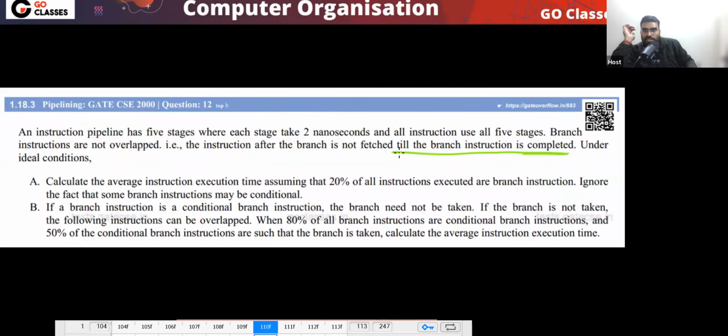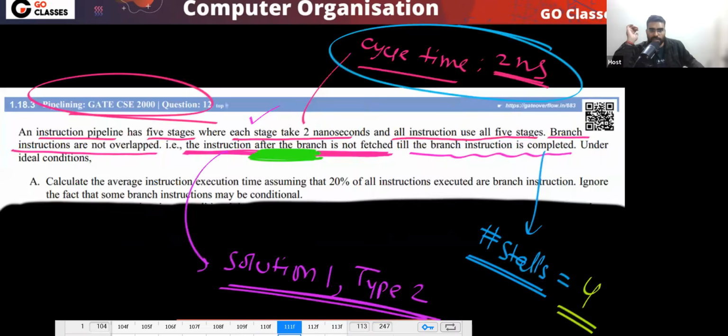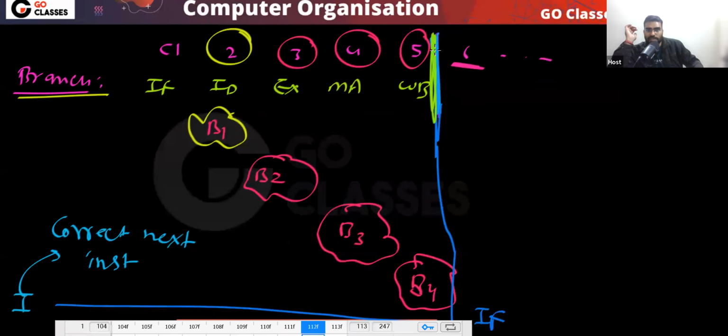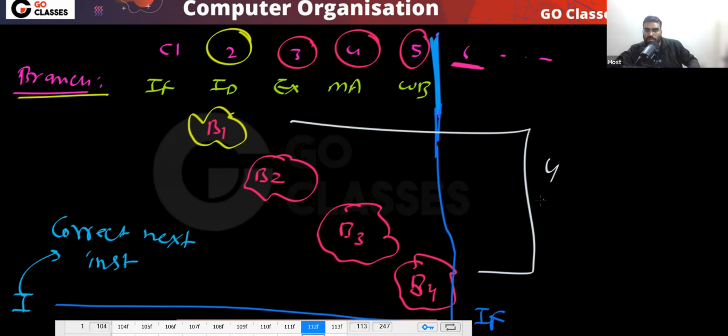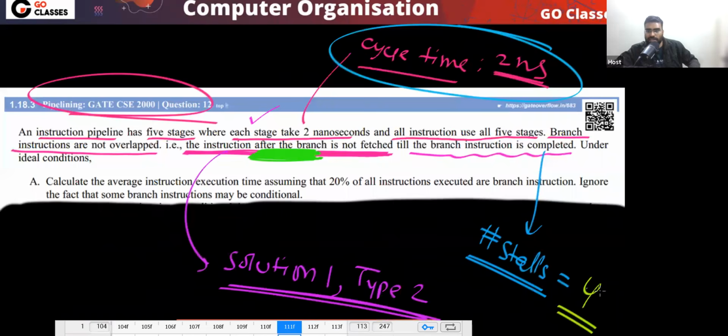Until the branch instruction is completed, here the branch instruction will complete, so in the next cycle you can fetch. So 4 bubbles you are getting. You can easily see that you are getting a total of 4 bubbles, so the number of stalls is 4.